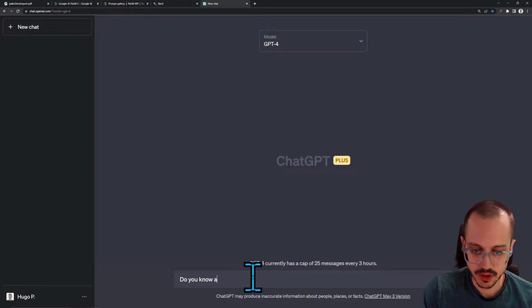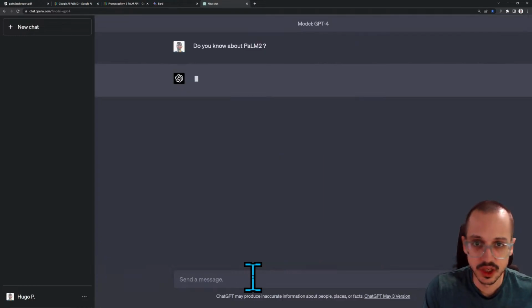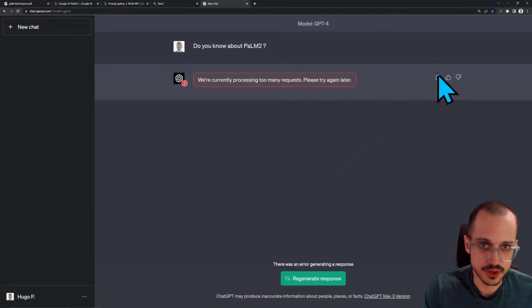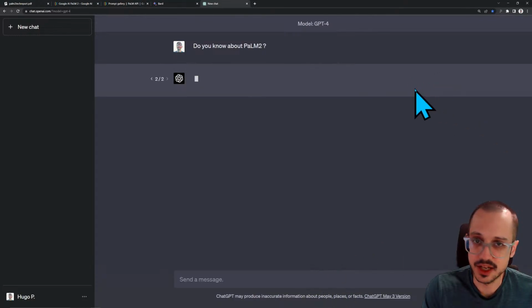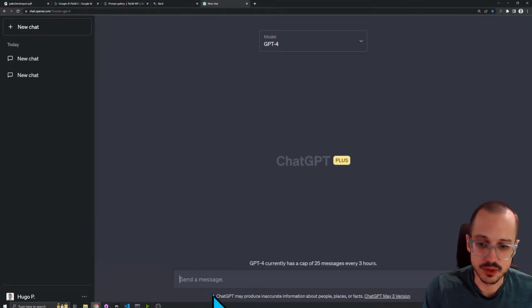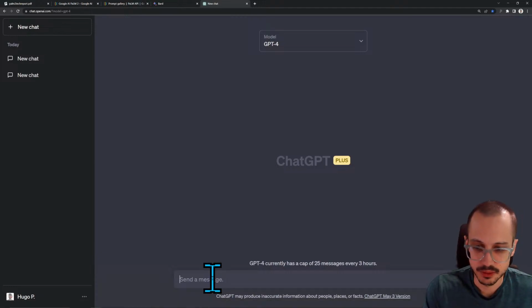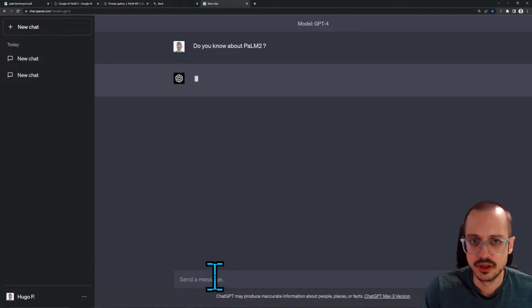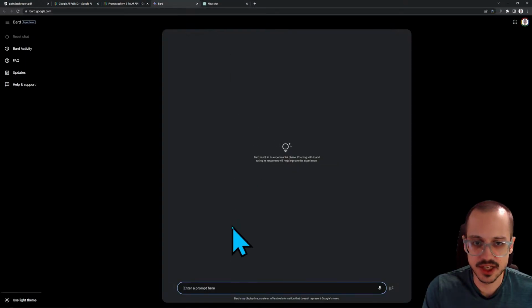Do you know about PaLM 2? So we can see the pace of GPT-4, very slow, right? Feels a little slow, types out word by word. It might even be frozen here. Let's regenerate and see what we get. It's not even working. Let's refresh this whole window. Put this in here. Damn, ChatGPT, you're not making a good showing.